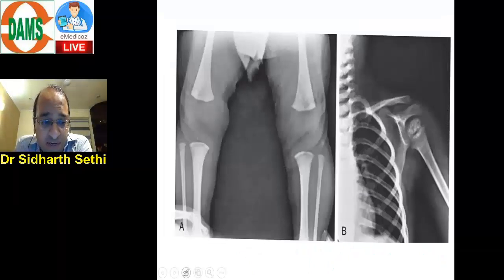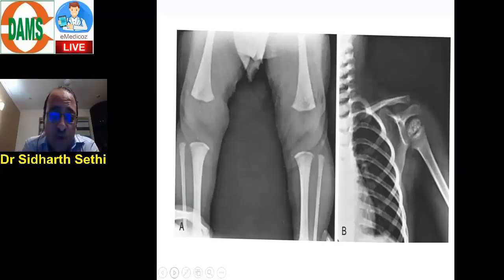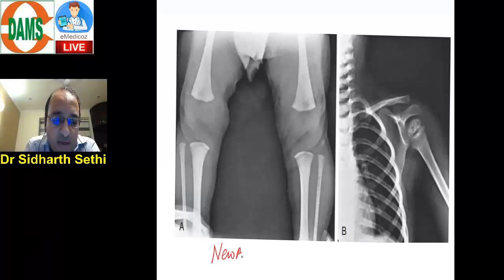If you look at the X-ray, now remember all of you, thyroxine is important for bone maturation. So in a newborn, on your left is an X-ray of a newborn. And what you can see here is that the lower femur epiphysis is absent.